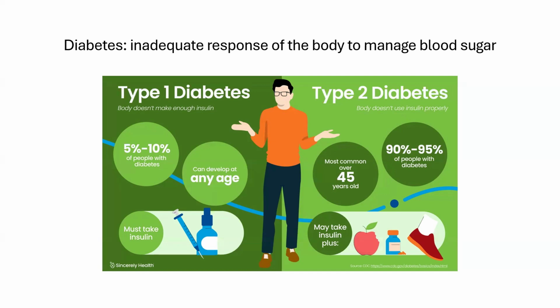The more common form of diabetes is type 2 diabetes, where the body doesn't respond to insulin properly. This occurs in greater than 90% of people who have diabetes. And while it's more common over the age of 45, it's becoming increasingly common with people as young as teenagers. And these patients may need lifestyle changes as well as medications in order to manage their blood sugar.